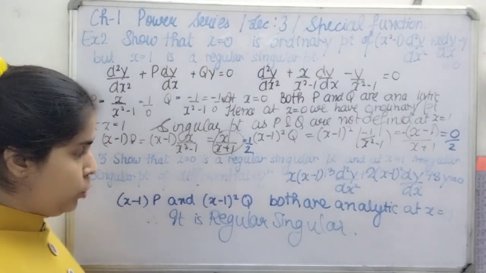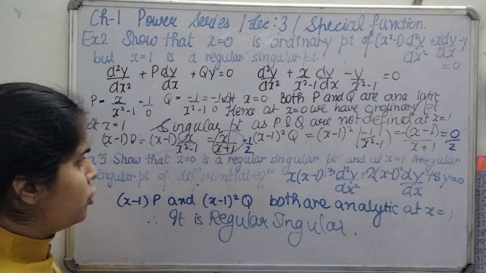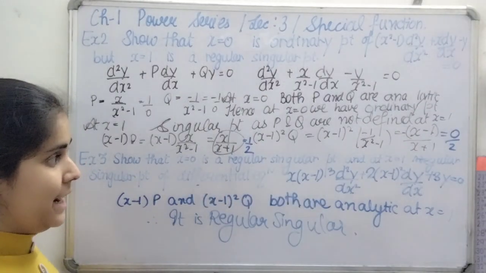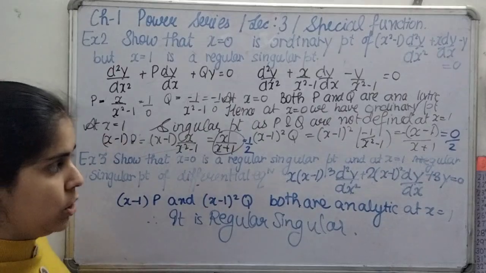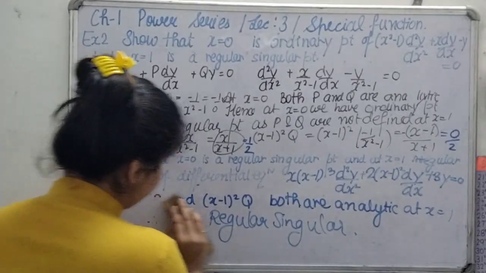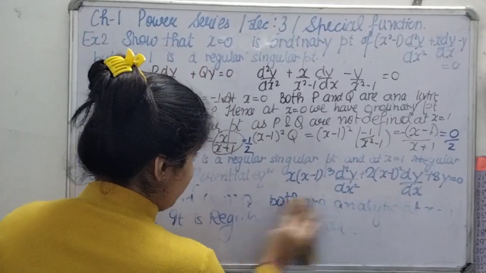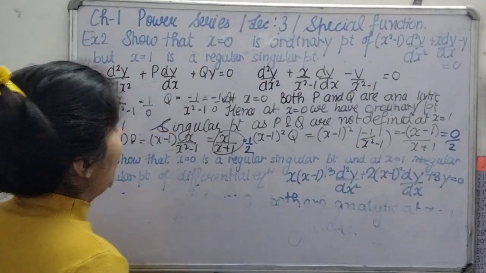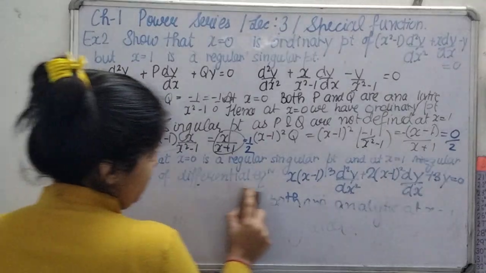Let us see one more question to make it more clear. Show that at x is equal to 0 we have the regular singular point and at x is equal to 1 we have the irregular singular point. So we have to prove the singular points only. Let us see. First step will remain the same. We will compare it with the equation d square y by dx square plus p dy by dx plus qy is equal to 0.